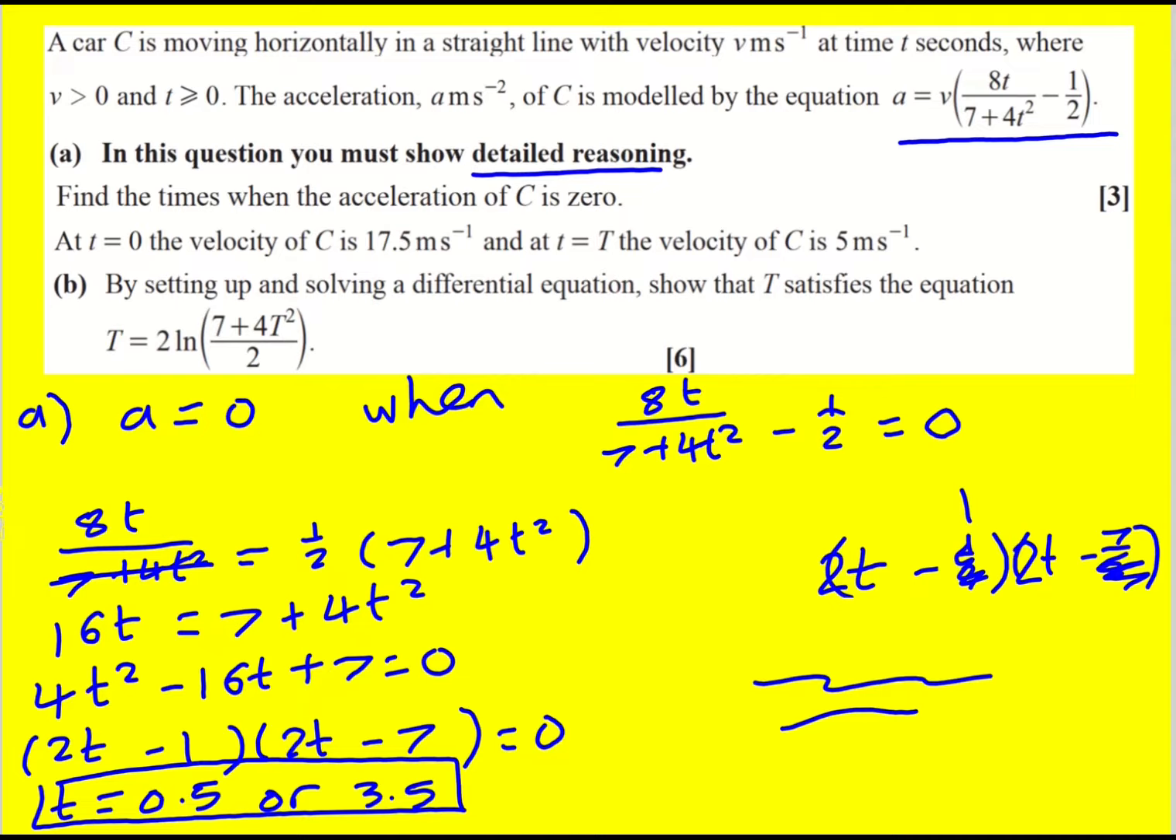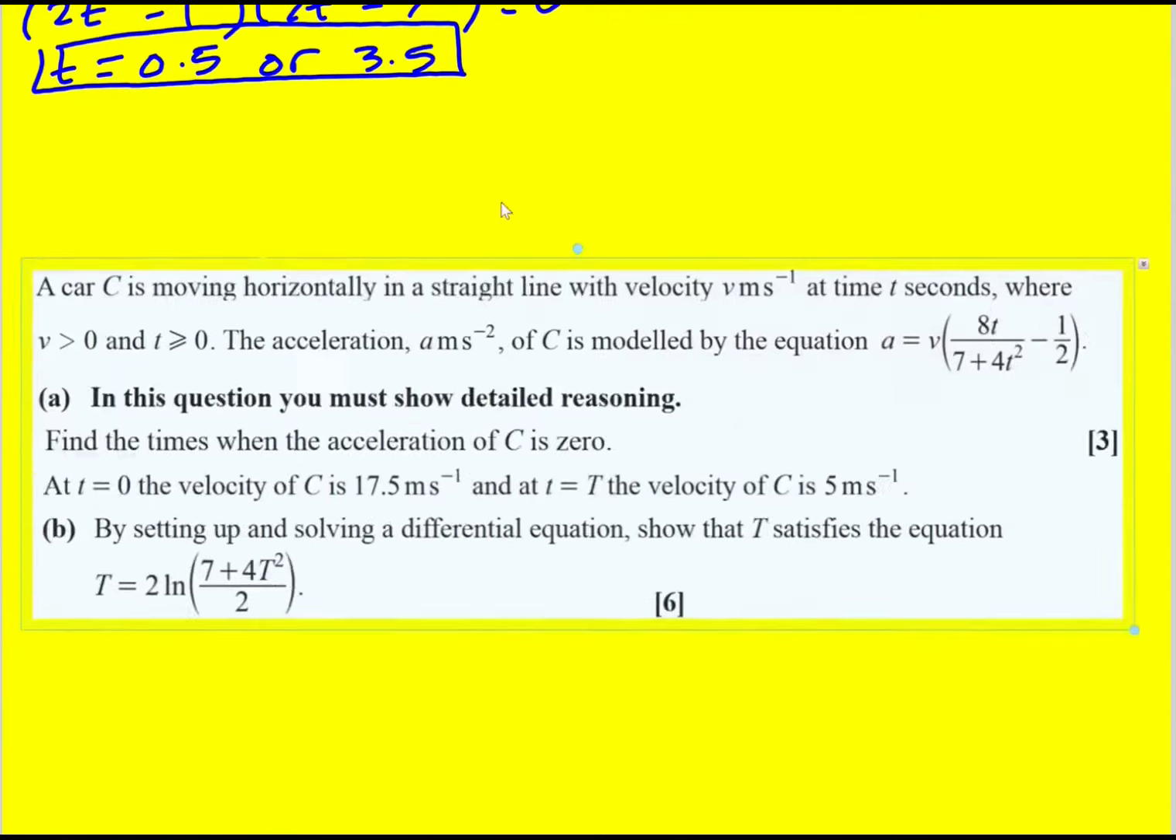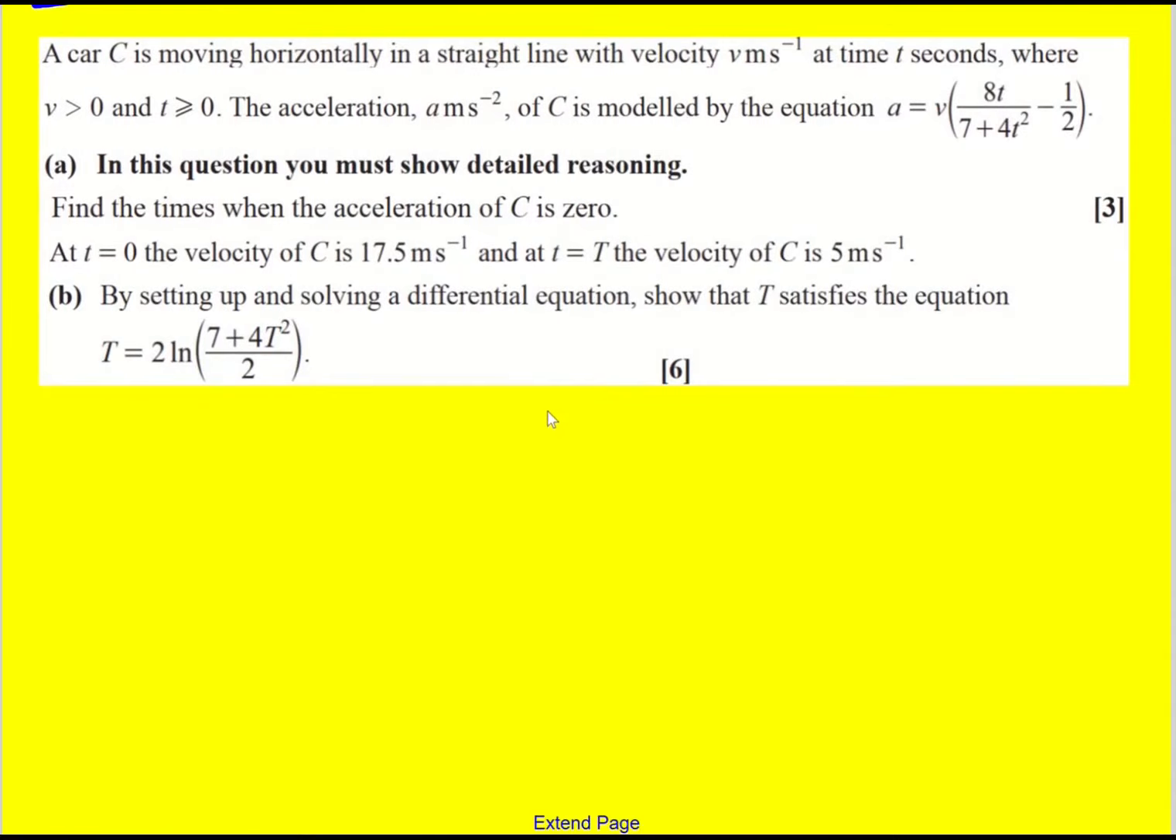We're now asked to set up and solve a differential equation, and show that T satisfies this equation. I'm just going to bring the whole question down again. Few things to write down here. First up, we do have a differential equation. A is the rate of change of velocity with respect to time. So I can write down that dv by dt is equal to v times 8t over 7 plus 4t squared minus a half.